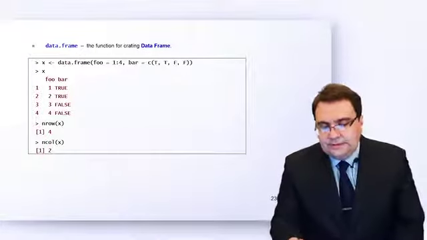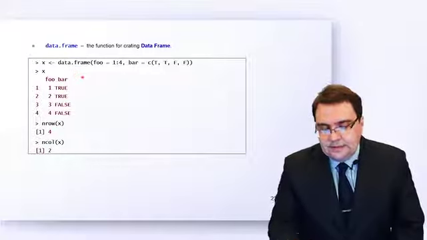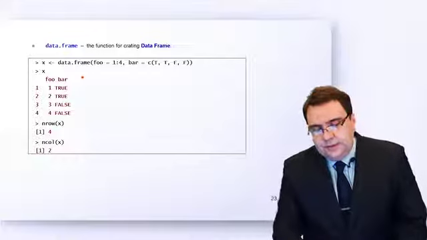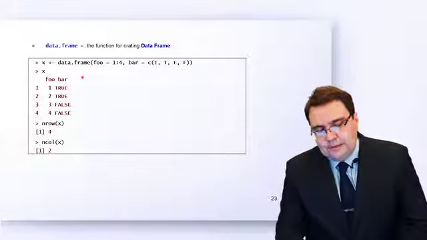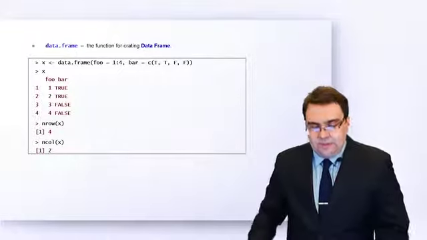So if I print this data frame, you can see the resulting output. Using the functions nrow and ncol, you can estimate the number of rows and number of columns in the created data set, the data frame.